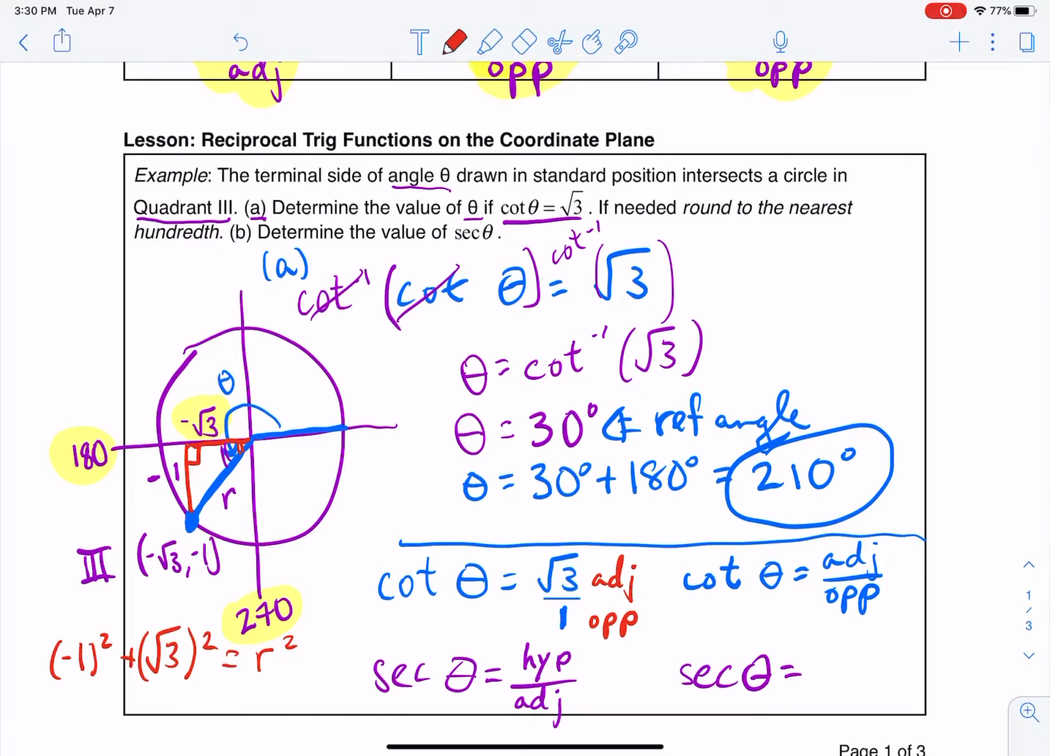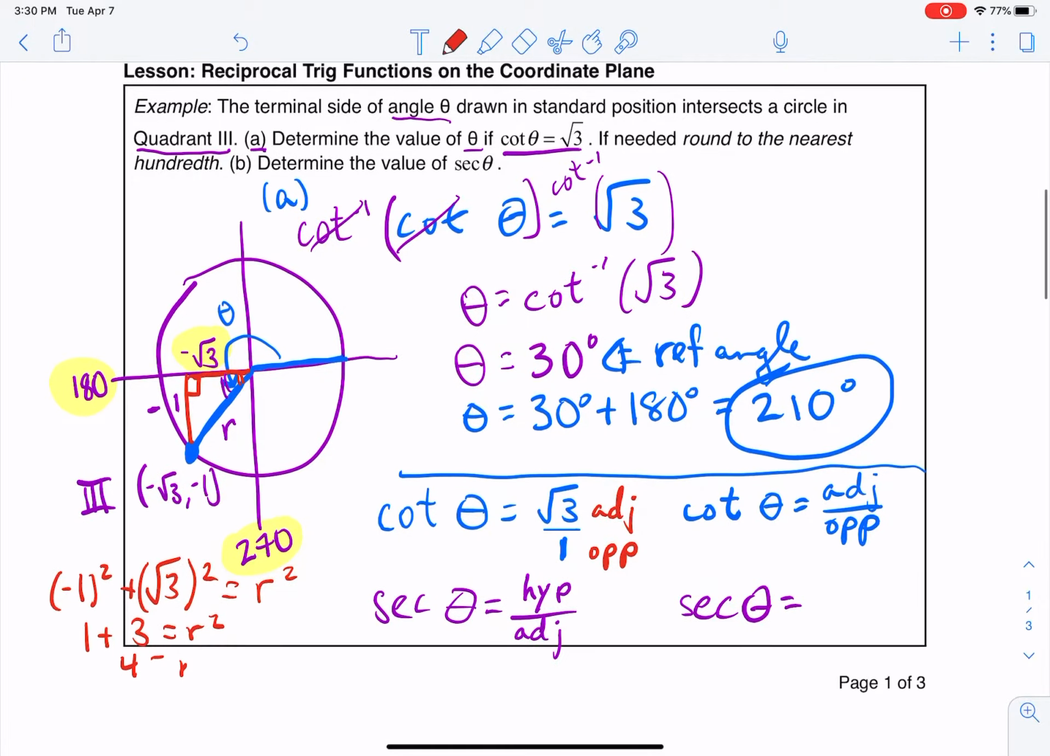All right, so simplifying, I get 1 plus 3 equals r squared. 4 is equal to r squared. Let me move my screen up. 4 is equal to r squared, and therefore r equals 2. Okay, so my hypotenuse here is 2. Secant being hypotenuse over adjacent, I've got my values now. So it's negative square root of 3 over 2.